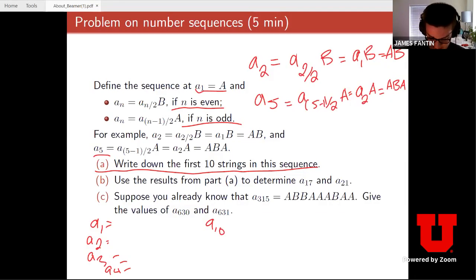Okay, does anybody need any more time on part A, finding these 10 strings? Yes? Okay. Wait just a little bit more.